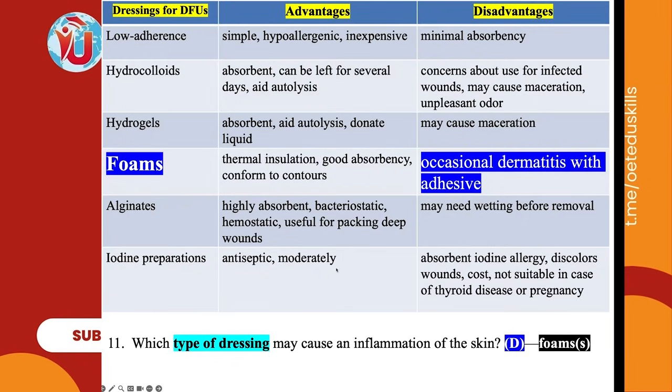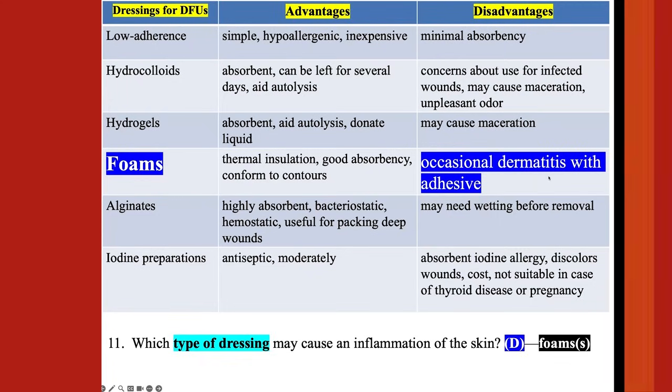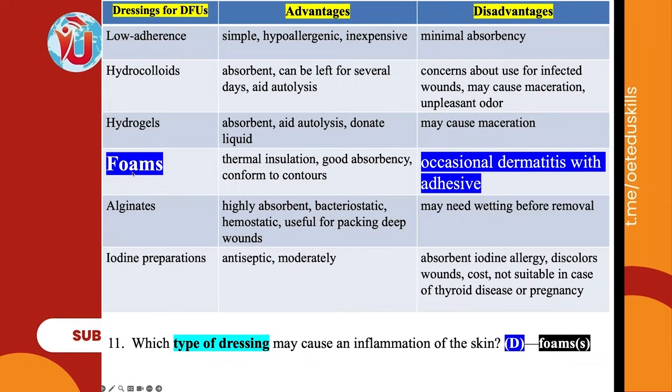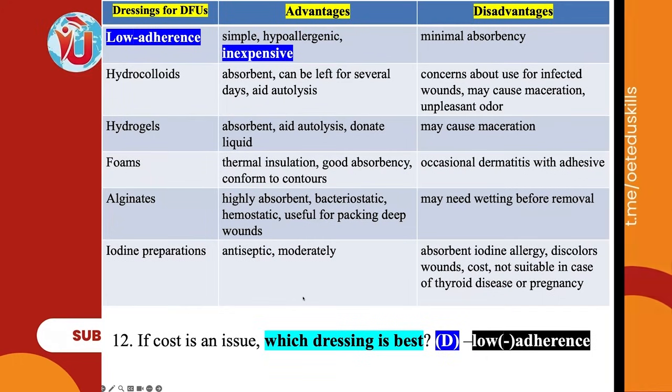So when it says disadvantage, something wrong, you go only to the disadvantage column. Don't waste your time on the advantage column. Then immediately you find dermatitis here, inflammation. Then you go to which type forms. Correct? How beautiful.